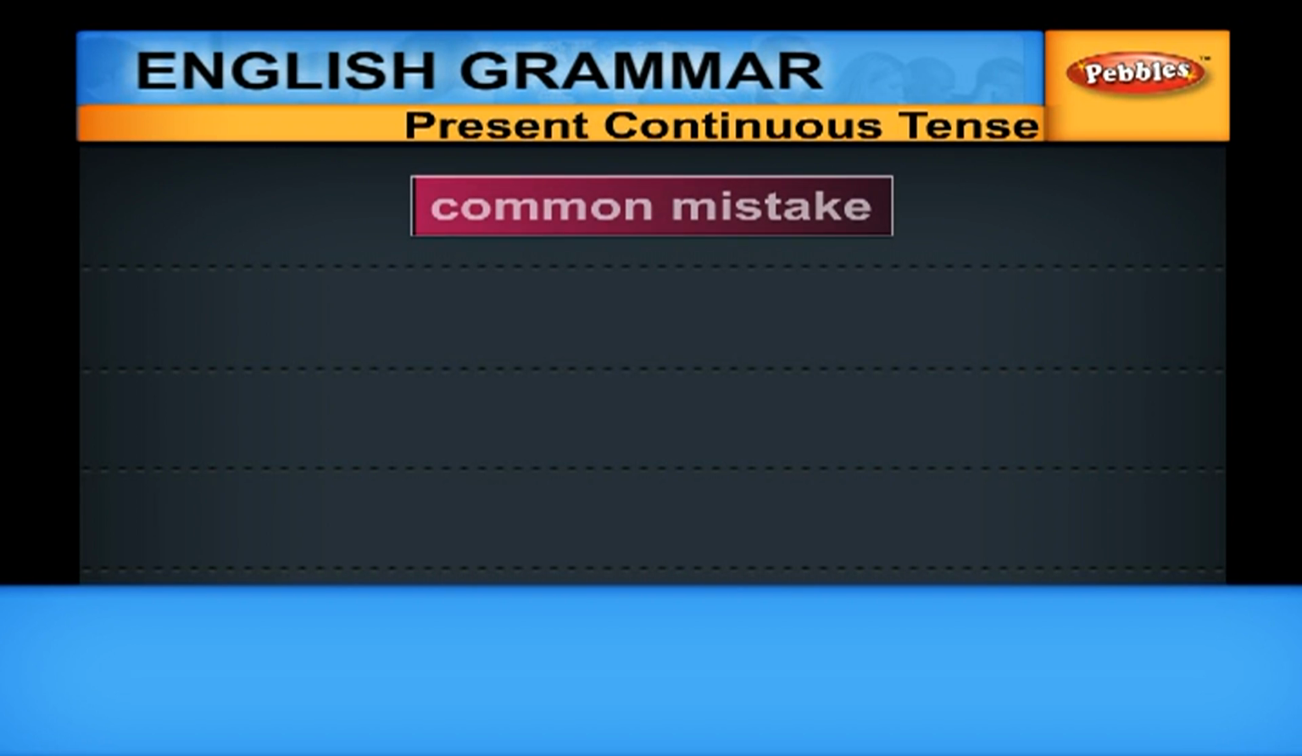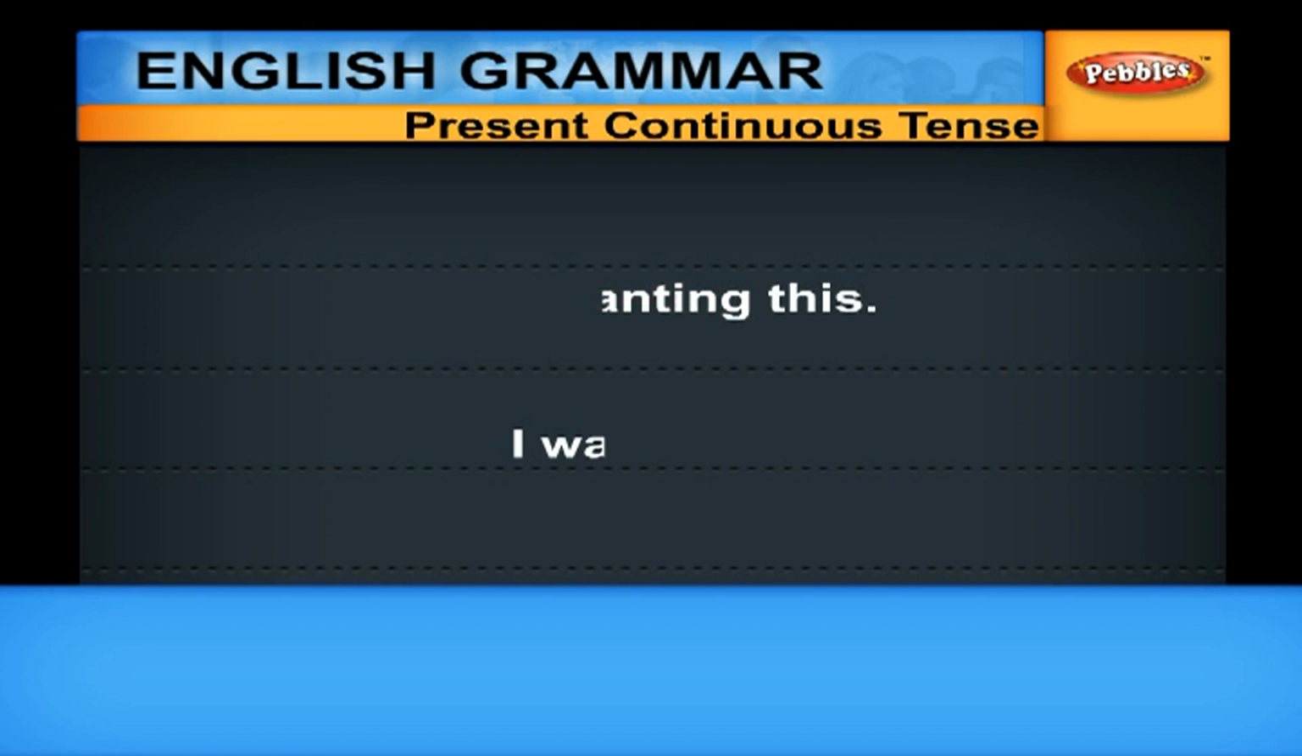Another common mistake that we always hear is using verbs in continuous which we should not use. We often hear people saying, "I am wanting this." Wanting should not be used. You should say only, I want this. Some verbs do not exist in VING form or present participle form.